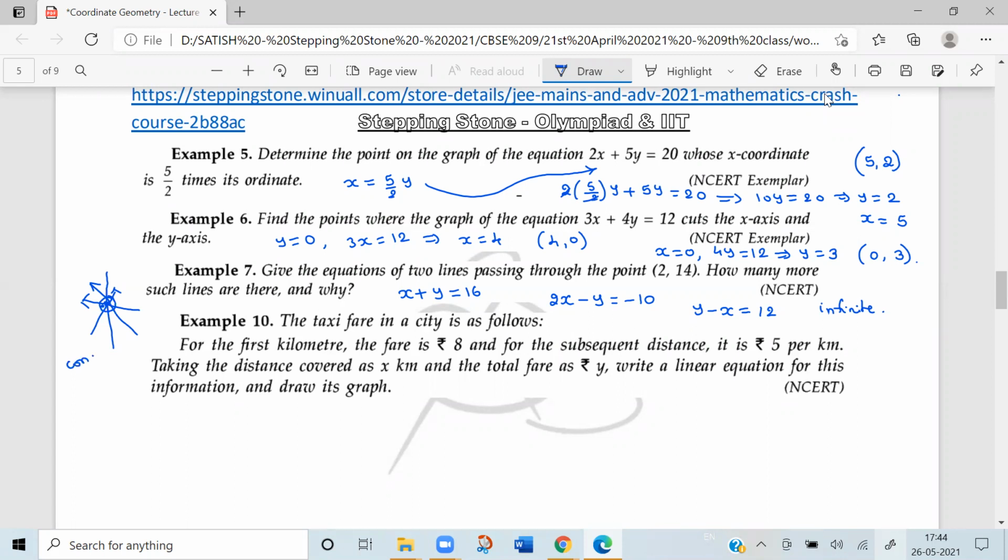Concurrent lines. When 3 or more lines pass through the same point, then those lines are called concurrent lines, and the corresponding point is called the point of concurrence.